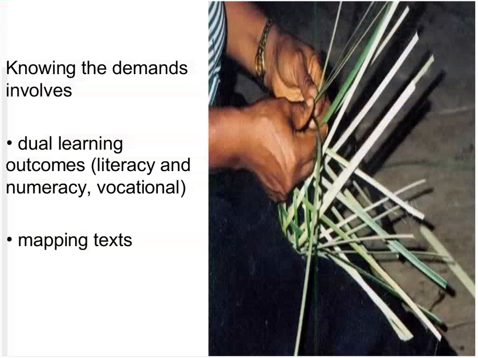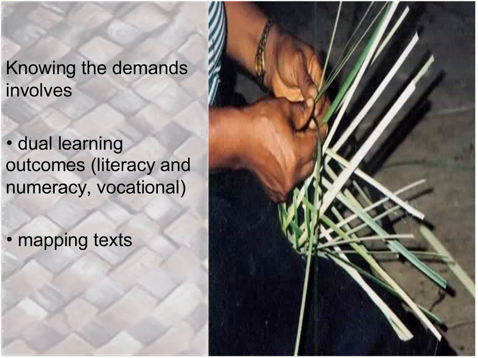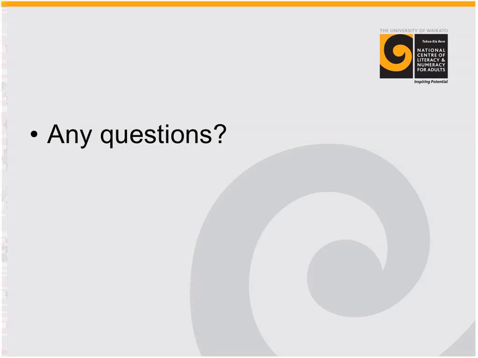So what knowing the demands involves is the dual learning outcomes, because of course we have the vocational outcomes, but we also now have literacy and numeracy outcomes. To find out what those literacy and numeracy outcomes are, we need to do the mapping exercise, and that's just what we've done. I'll pause now to check if there are any questions. I can't see any questions popping up. No, still no questions. So we're going pretty well then.